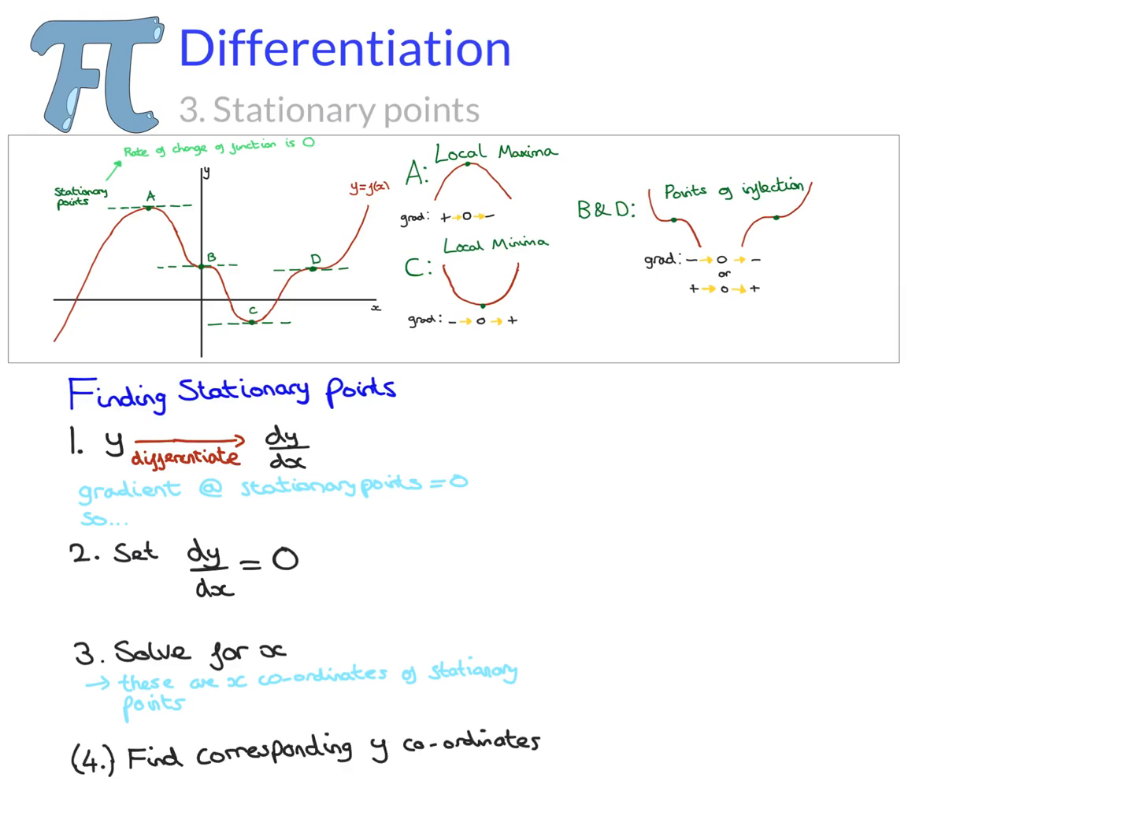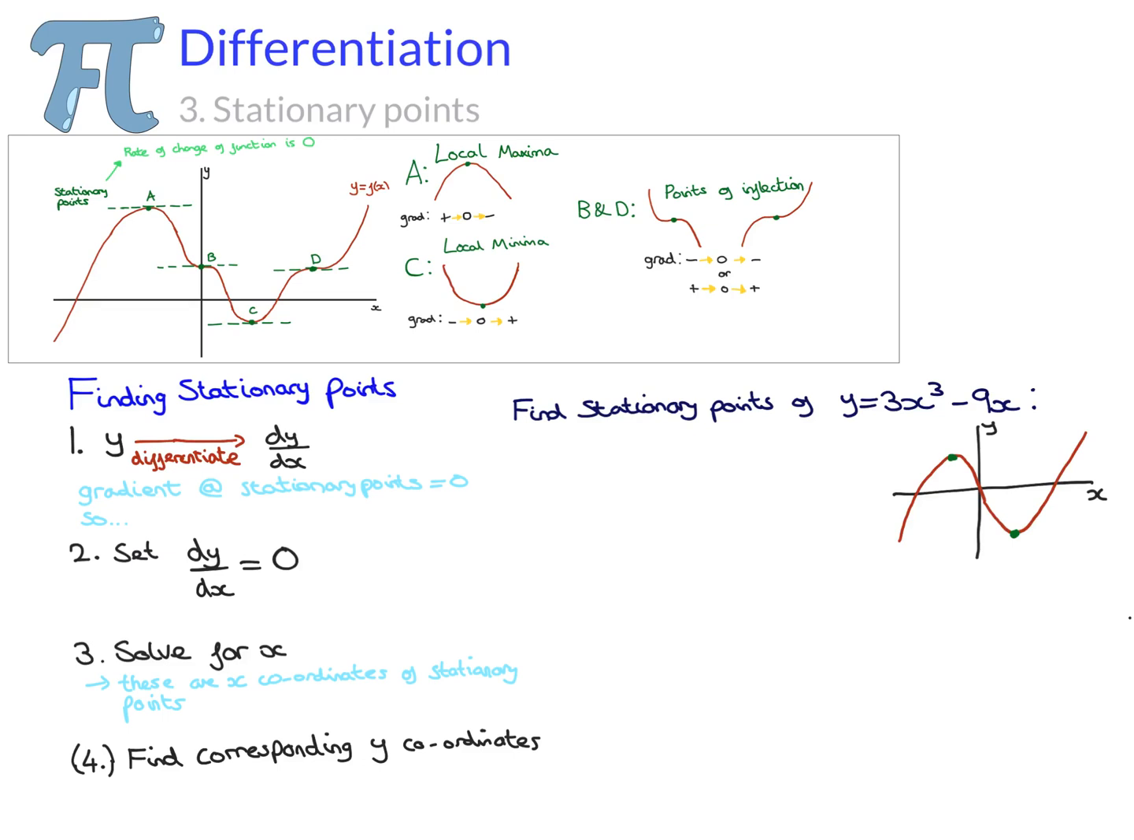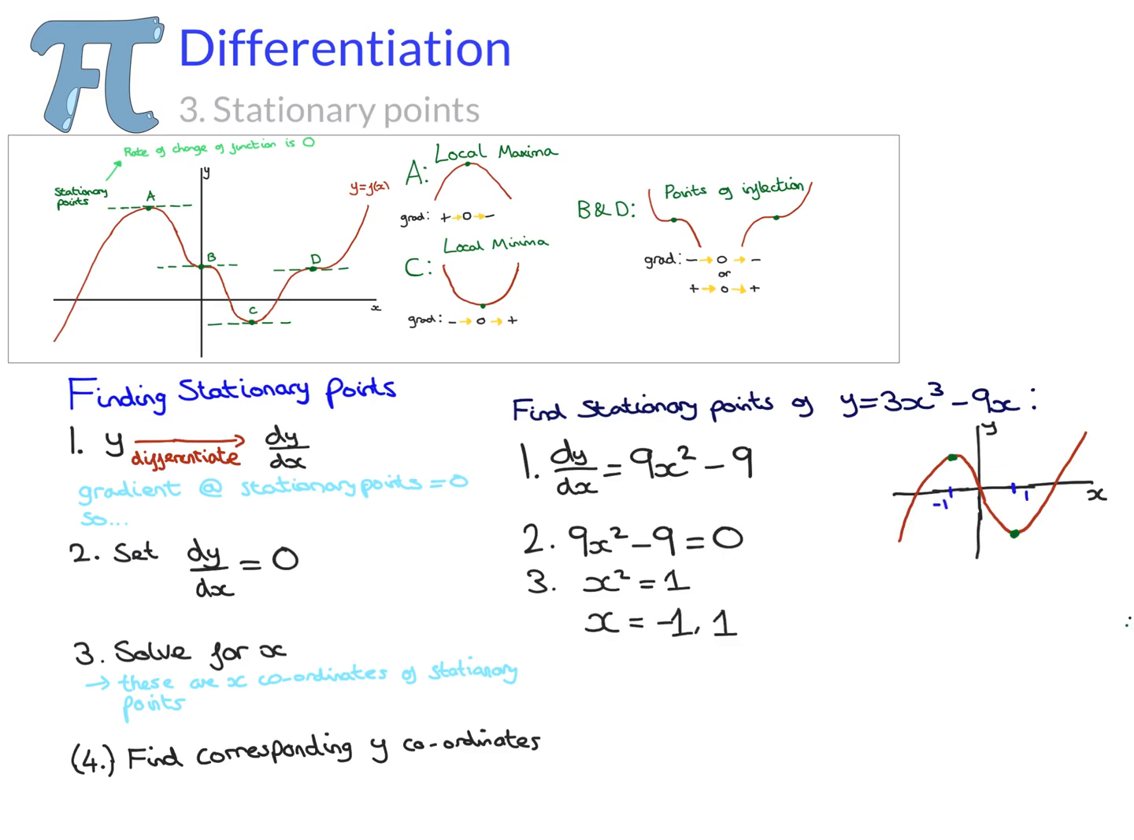Once we have the x-coordinates, we can easily find the y-coordinate by subbing the x value back into the original function. For example, to find the stationary points of y equals 3x cubed minus 9x, we first differentiate to get dy/dx, which comes out as 9x squared minus 9. We then set this to 0 and solve the equation for x. When we solve this, we find that x squared must equal 1, and so x must be plus or minus 1. We have therefore calculated that the stationary points must have x-coordinates of plus and minus 1.